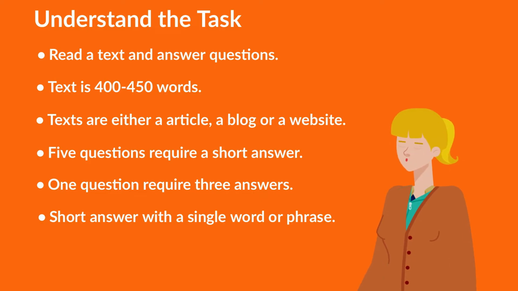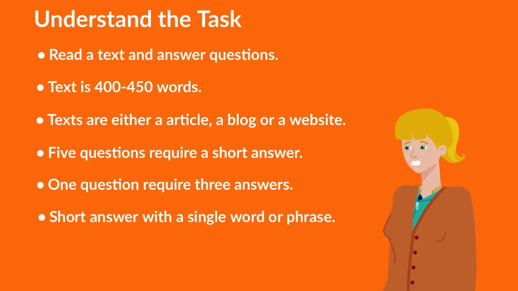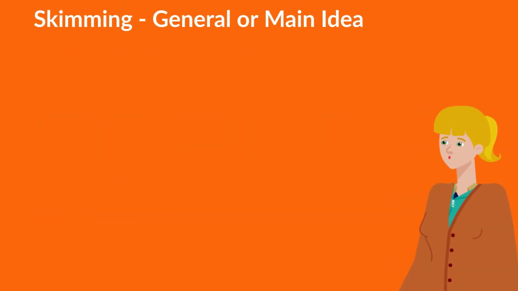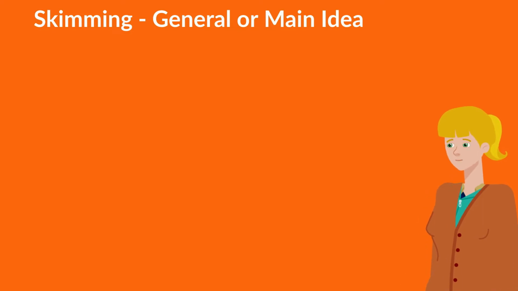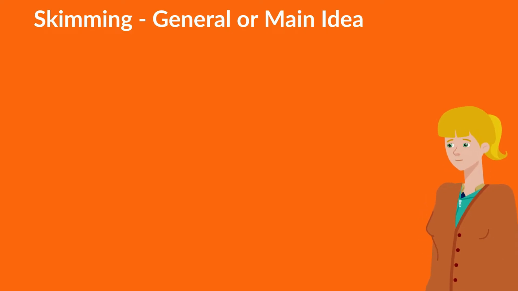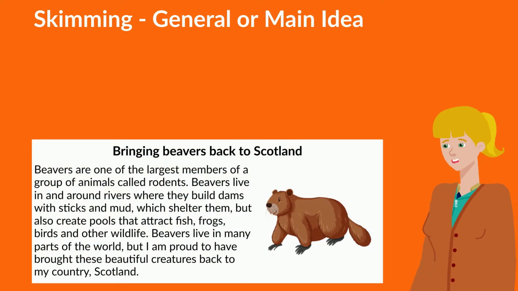So, let's look at the first reading technique to tackle Exercise 1. The first reading technique is skimming, where you only look for the general or main idea. This technique works best with a non-fiction or factual text. Here is part of the article that we will use as an example.